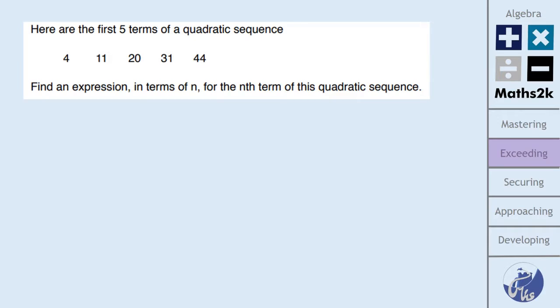So here we have a question from an exam paper about quadratic sequences, and they give us the first 5 terms of the sequence and we're asked to find an nth term rule for it. So when we are told that this is a quadratic sequence, what we're going to do is write that sequence out and start looking at the term-to-term rule. How do we get from one number to the next?